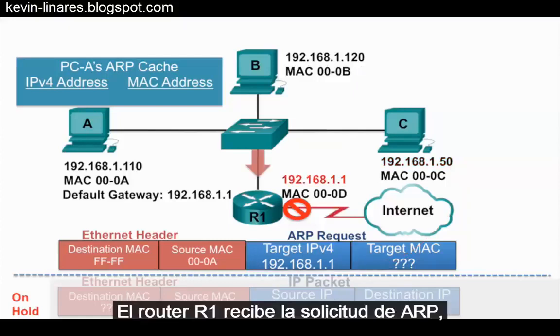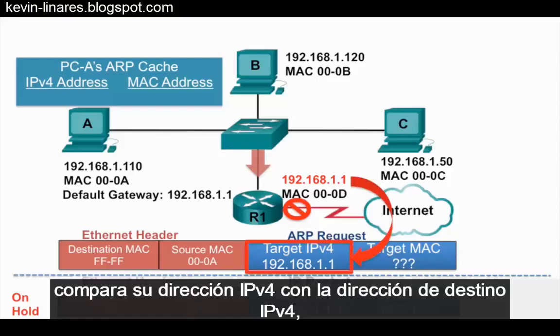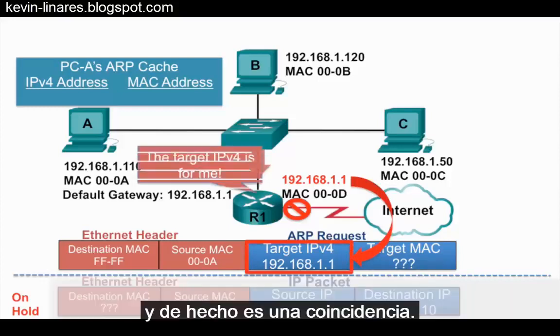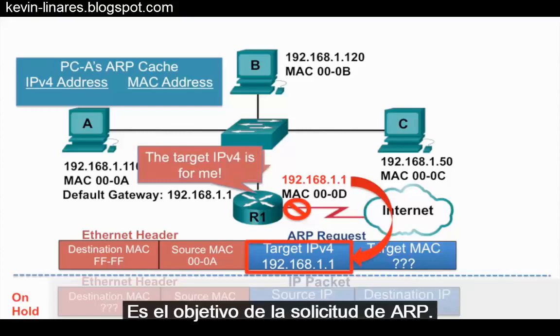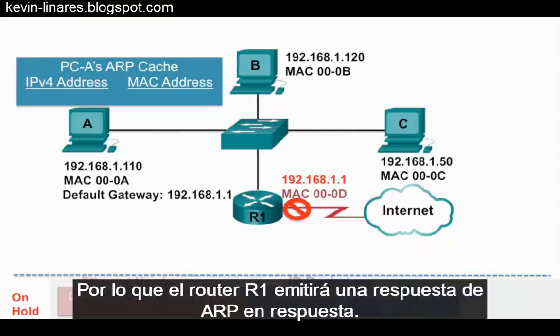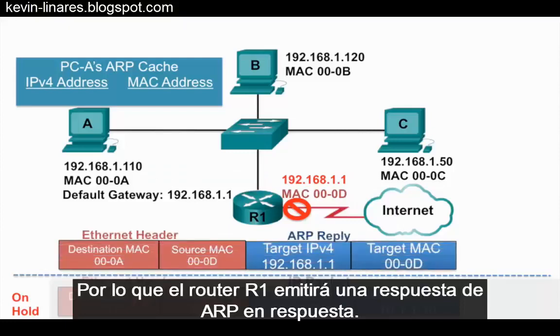Router R1 receives the ARP request, compares its IPv4 address against the target IPv4 address, and it is indeed a match. It is the target of the ARP request. So router R1 will issue an ARP reply in response.